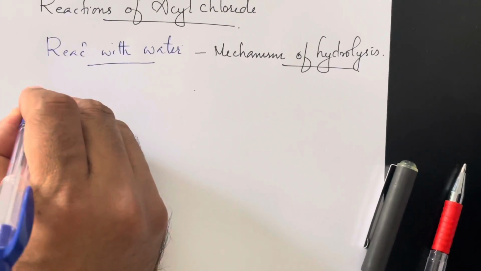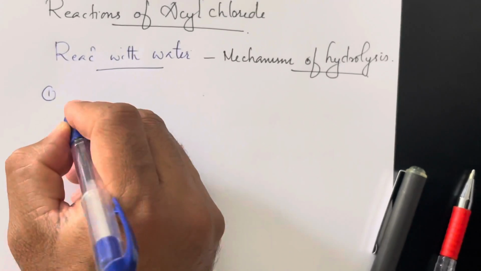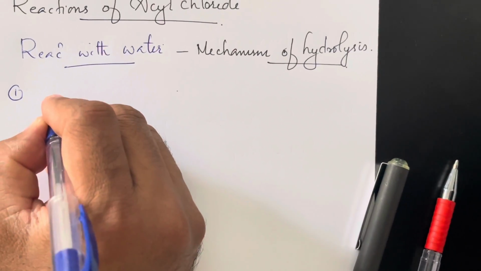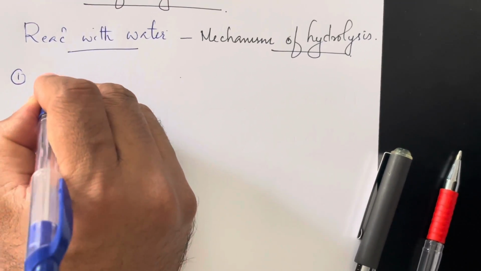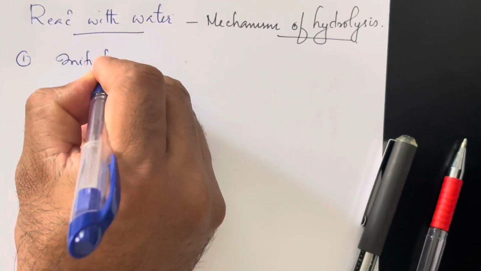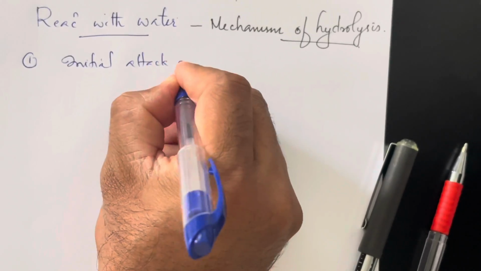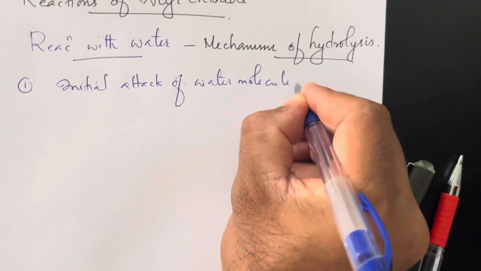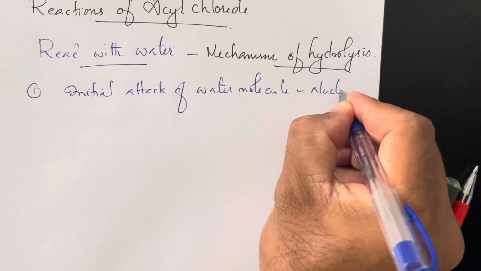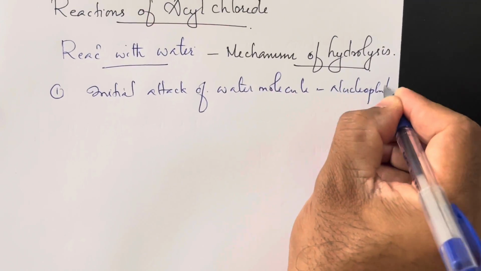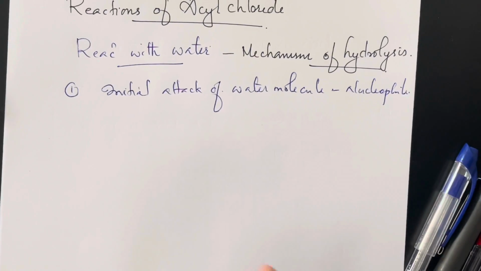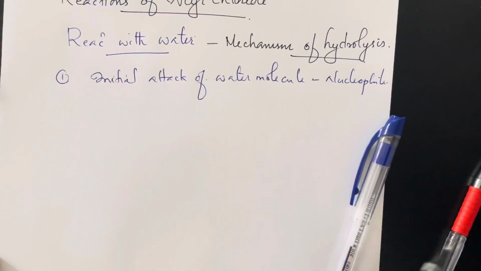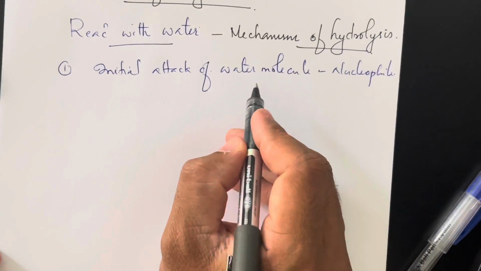In this mechanism, the first stage is the initial attack of a water molecule. That water molecule acts as a nucleophile. Then the second stage is elimination of small molecules. Now we are going to check the first stage, the initial attack of the water molecule.